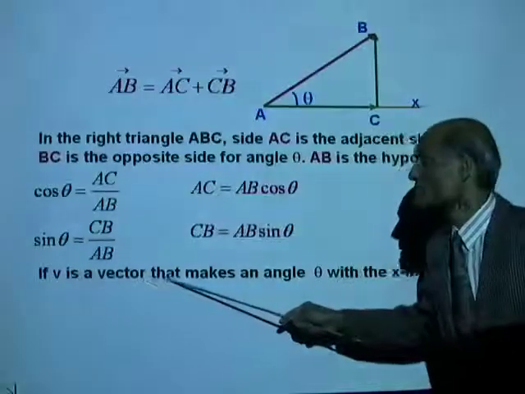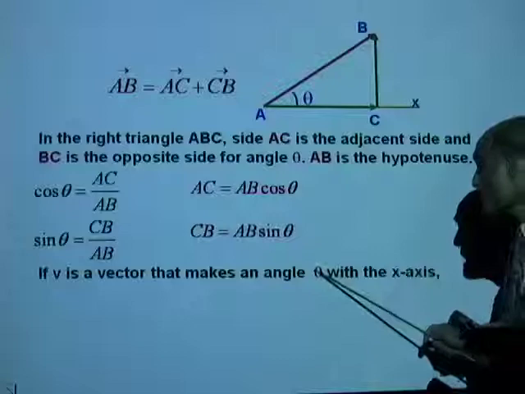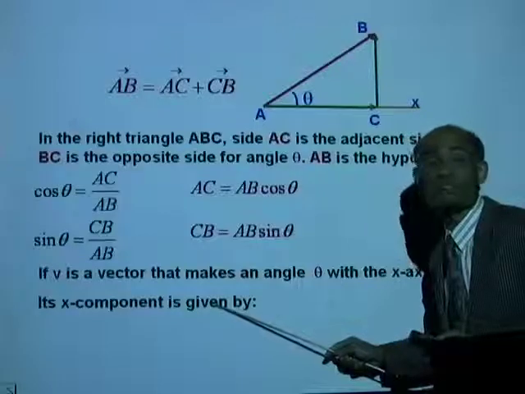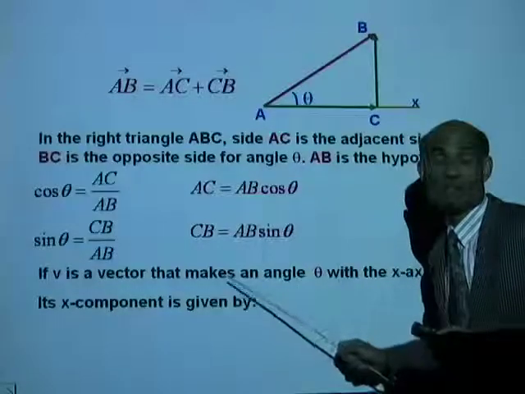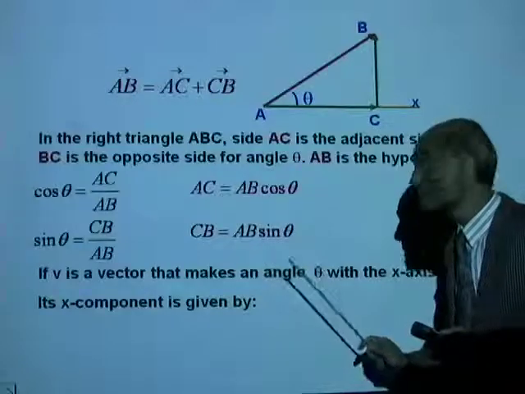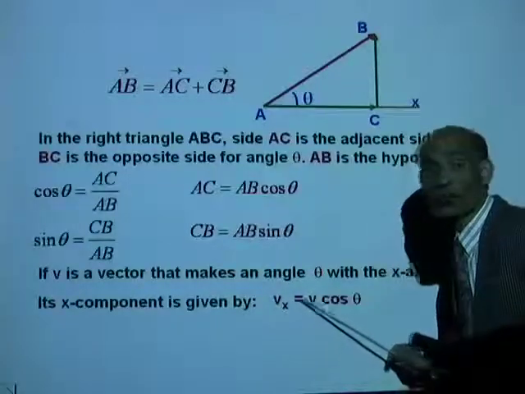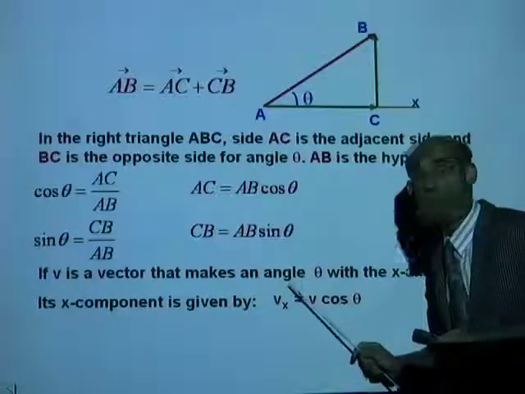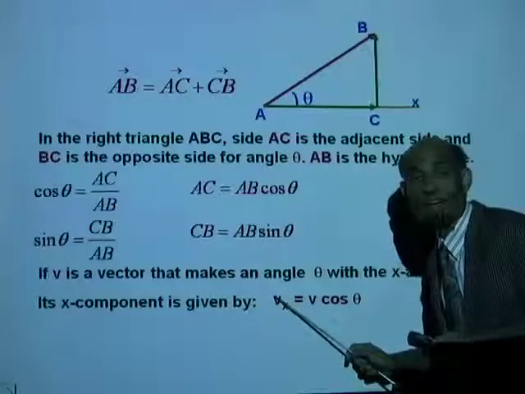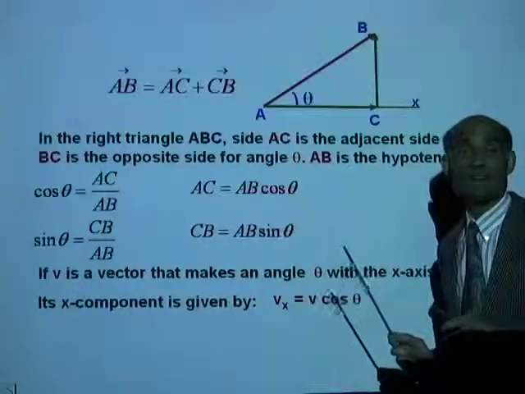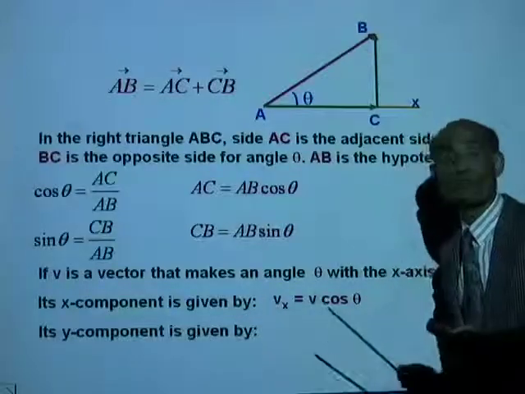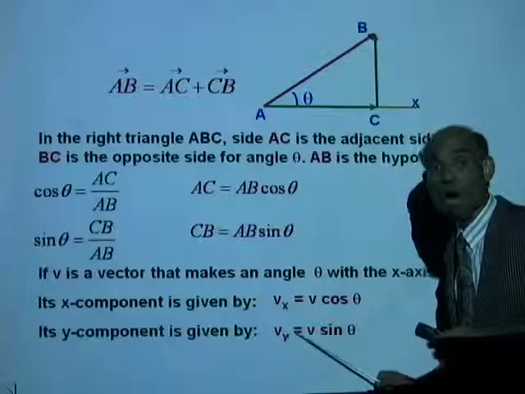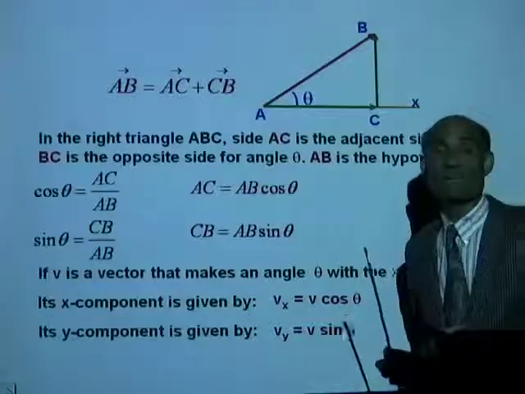If V is a vector that makes an angle theta with the x-axis, then the x component of the vector is given by, can you tell me what that will be? The x component of the vector will be given by v sub x equal to v cos theta. What does v sub x stand for? The x component of vector v equal to v cos theta, and the y component of the vector is given by, how will I write it? It'll be v sub y equal to v sin theta.